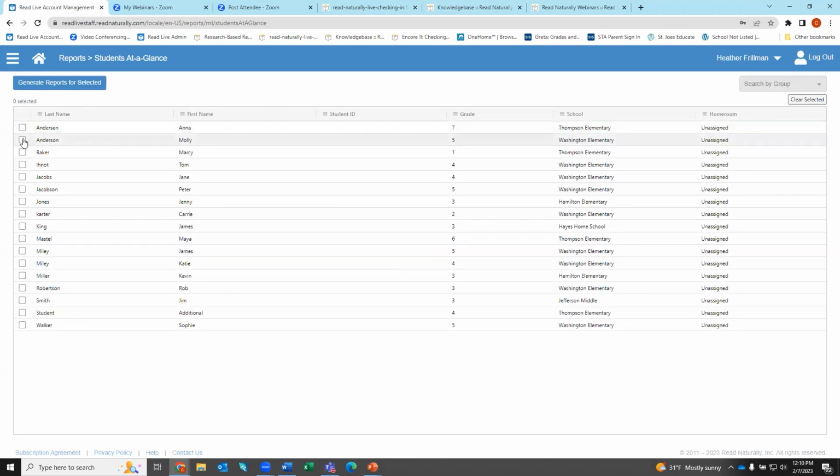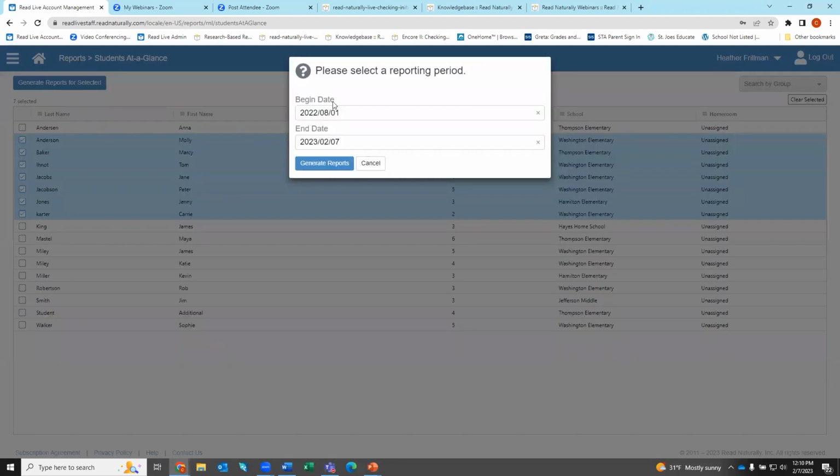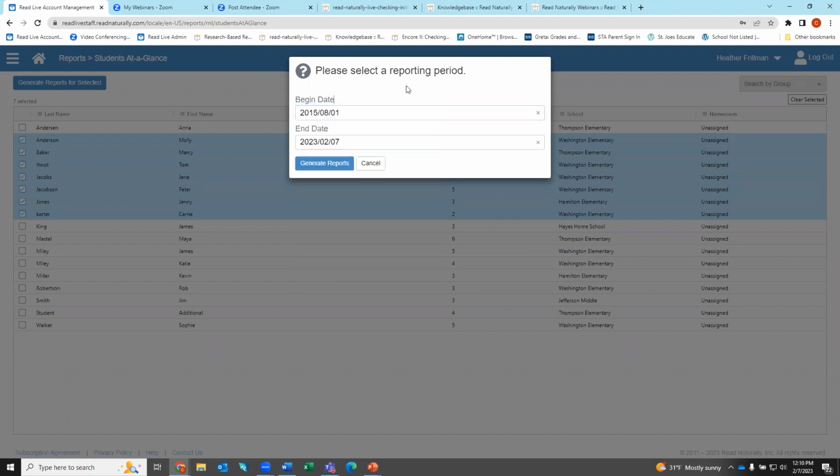Okay. So if you were to select a student or students, you can do multiple students at once, all students, or just one at a time. Then you click Generate Report for selected. The beginning date is automatically the start of this school year, a typical start date for the school year, or in this case, the beginning of August. If you wanted to change that, you just need to click the date in the calendar, and that will change the beginning date for you.